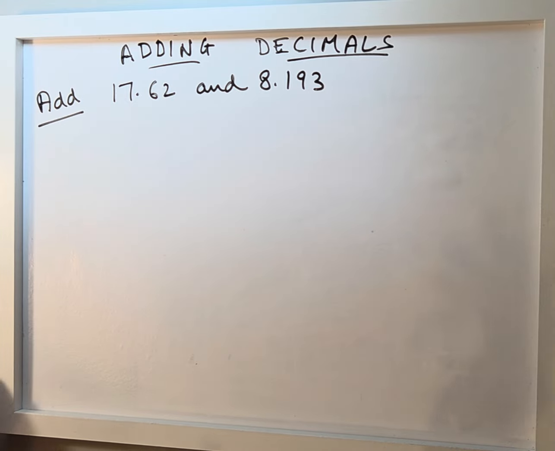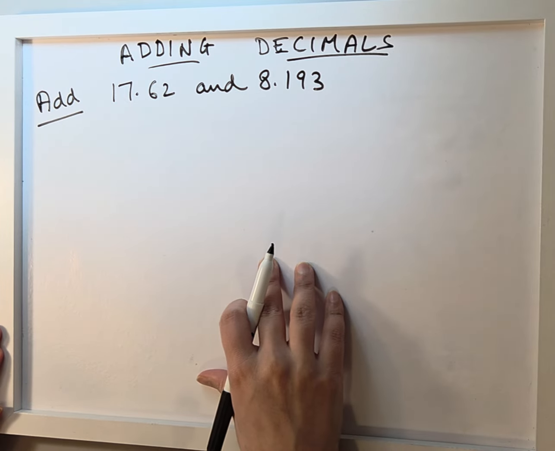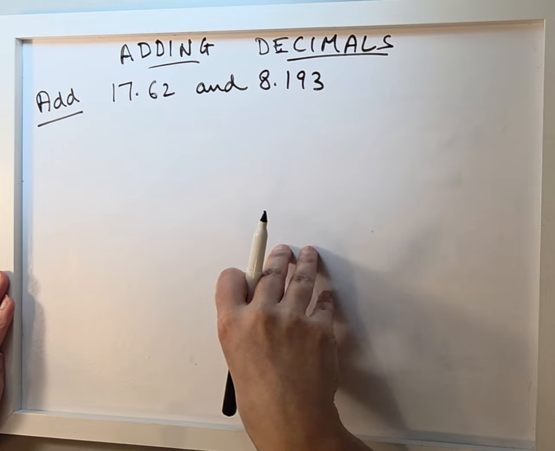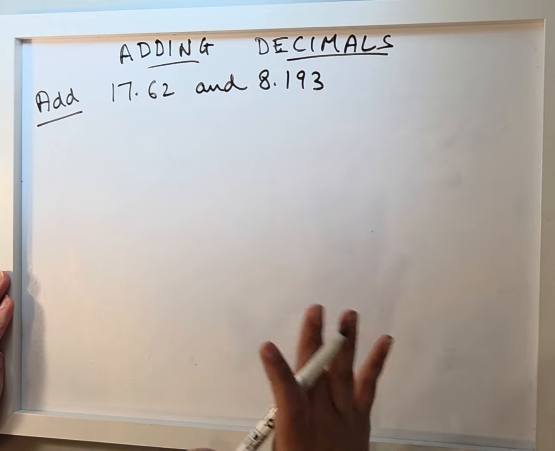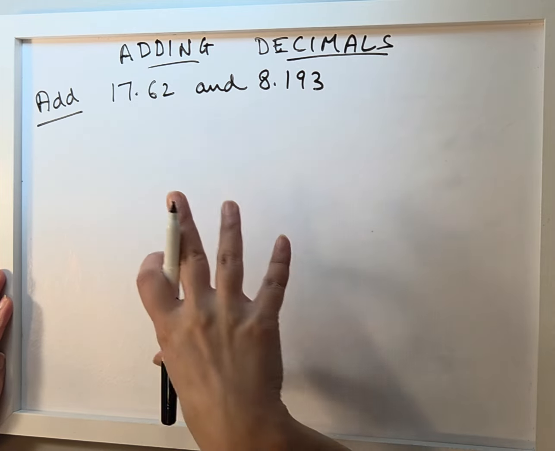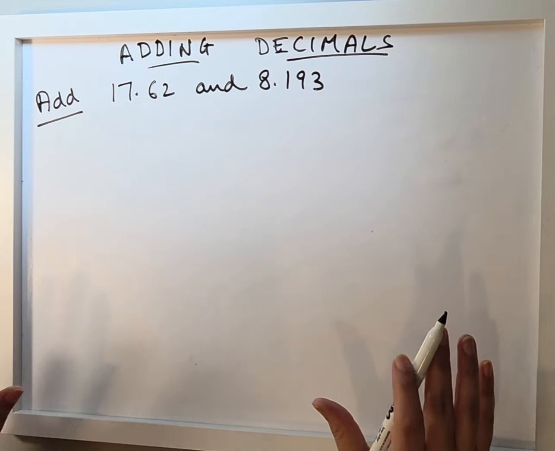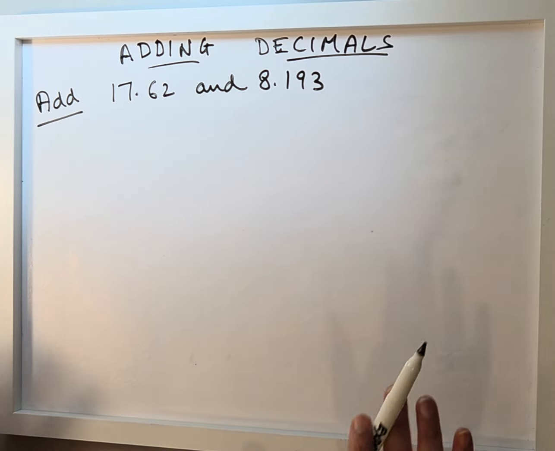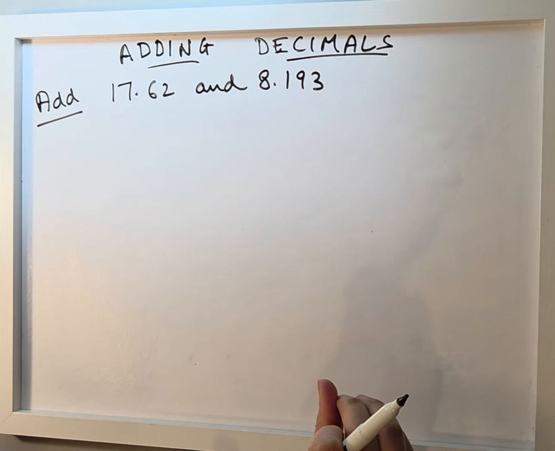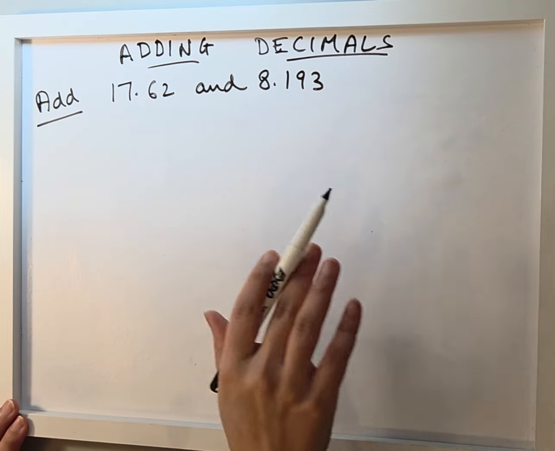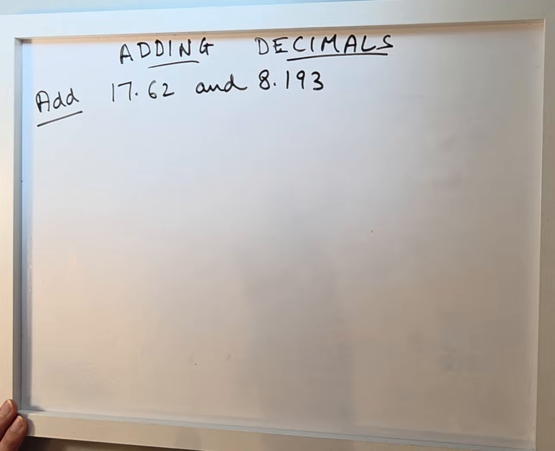Hi everyone. So today we'll be learning how to add the decimals. We learned rounding off the decimals in our previous class, so today we'll be learning how to add them. One very important thing to remember whenever we add decimals is to align the numbers by the decimal.